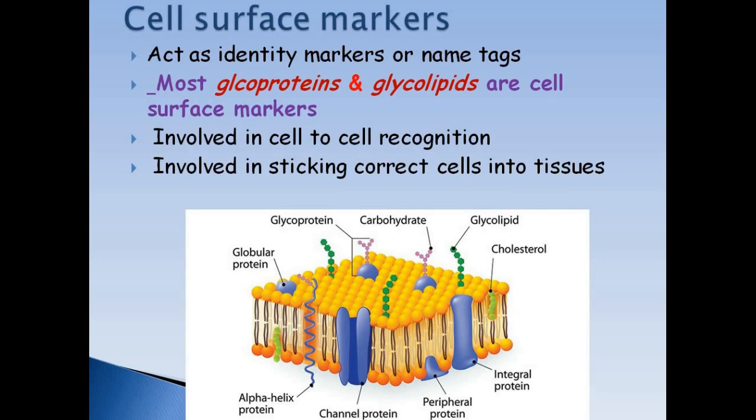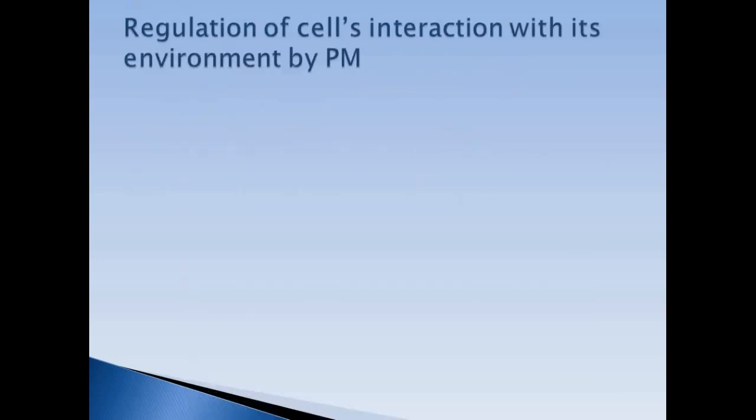So these glycoproteins and glycolipids act as cell surface markers, and each and every cell has its own specific markers or tags. These are different from one cell to another cell.